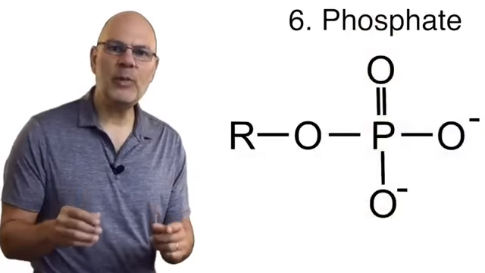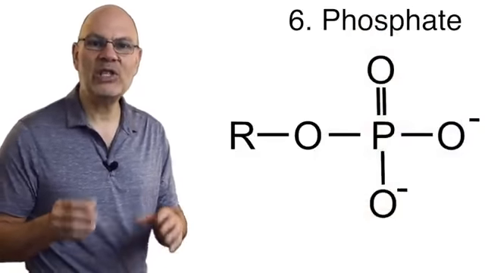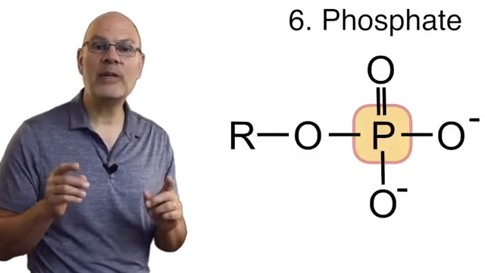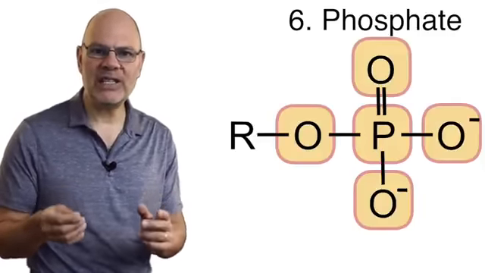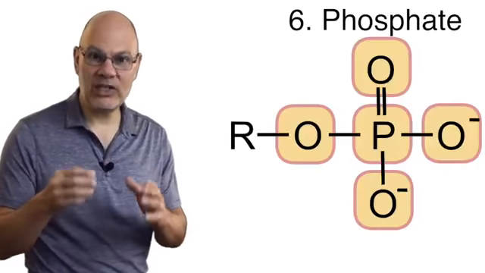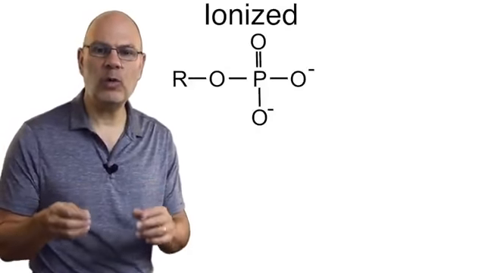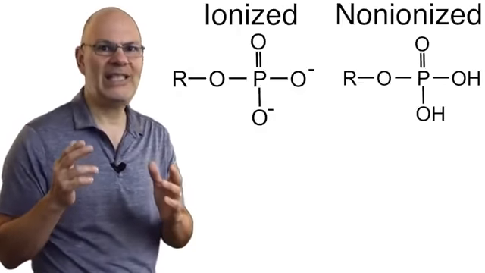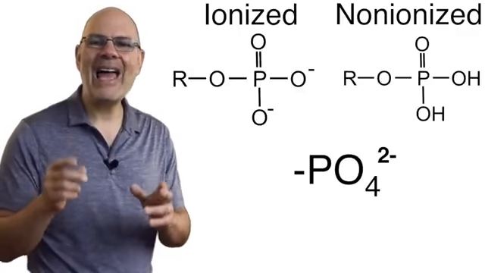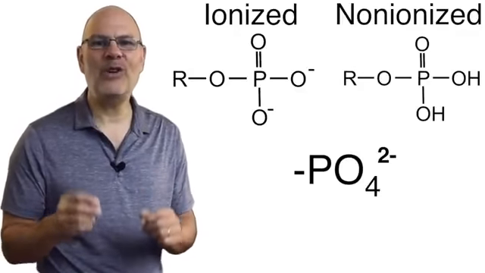A phosphate group is a negatively charged ion that consists of 1 phosphorus atom surrounded by 4 oxygen atoms. Phosphate groups make molecules acidic. You should be able to identify this ionized form of the phosphate group, which is what's found in cells, this non-ionized form, which you might find in a textbook or on a test, and phosphate's chemical formula, PO4.